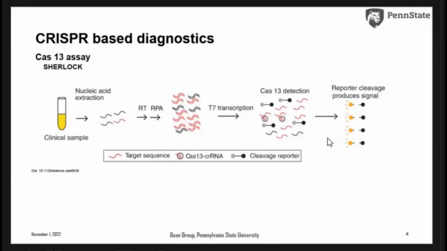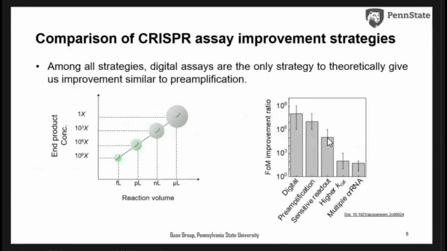But most of the CRISPR systems so far use an amplification method to reach high sensitivity. Because this amplification method can complicate the system and also increase the possibility of contamination, we would really like to remove it and come up with new ideas to improve the system performance. In one of our previous studies, we looked into different methods to improve the performance of the CRISPR system, and we realized one of the techniques that can give us a comparable improvement is digitalization.